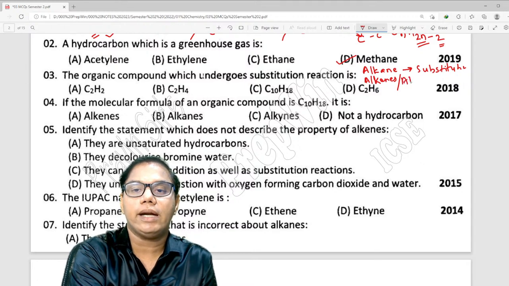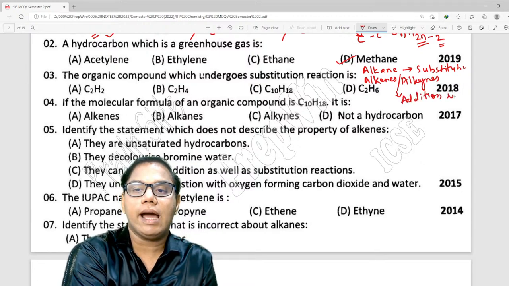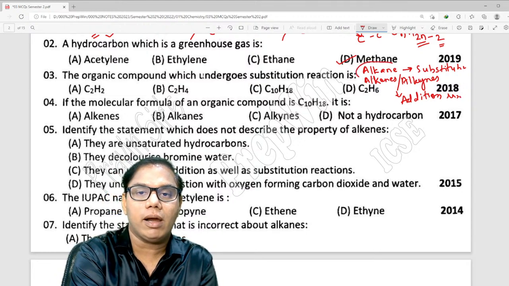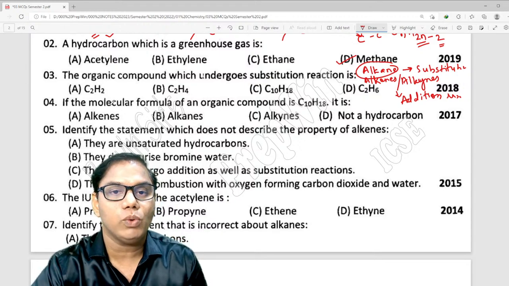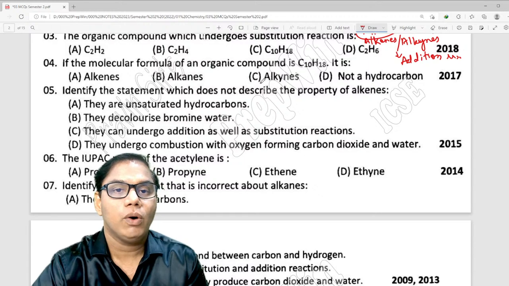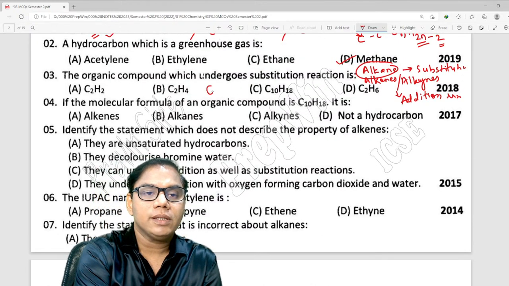Alkenes and alkynes have a double bond and triple bond. Alkynes, they undergo addition reaction, right? So which compound undergoes substitution reaction? The single bond one. Above I have written the formula, okay, this formula. So which formula? Its formula will be CnH2n plus 2.